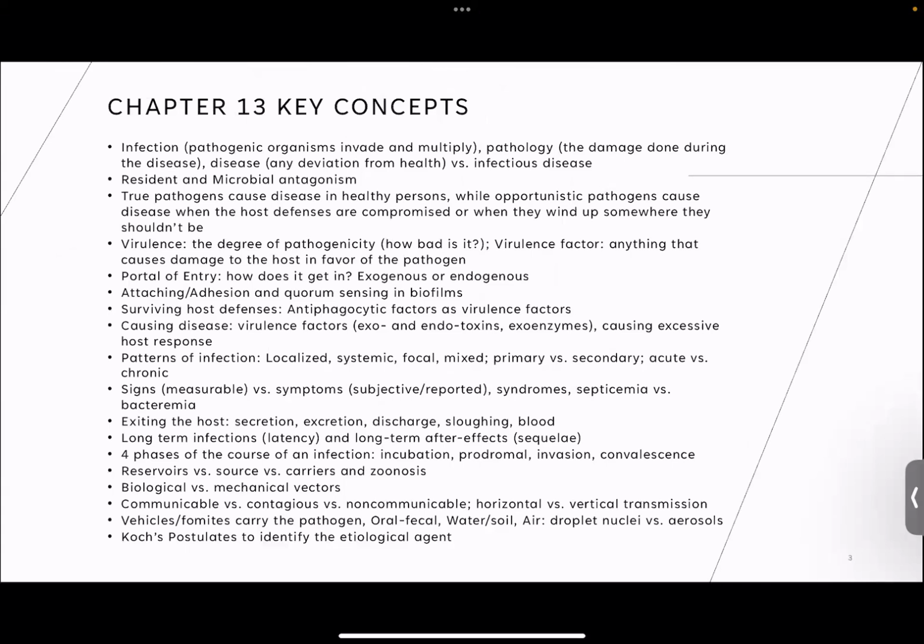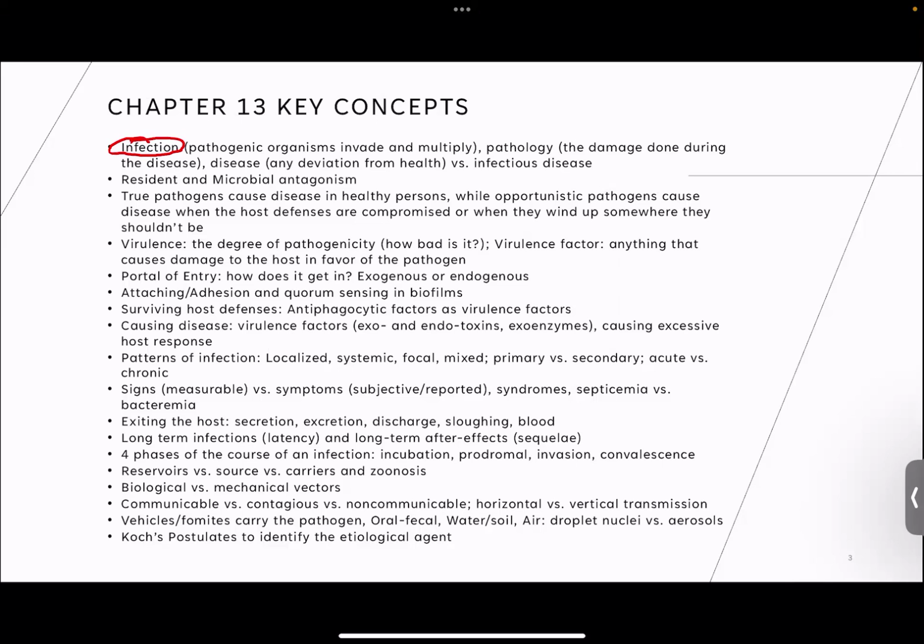Chapter 13 involved infection and disease processes. Understanding basically major concepts of what infection is and the disease process and how it develops. So infection basically refers to any time that an organism is getting into your body and multiplying. If it has the potential to cause disease, then we would call it a pathogen.